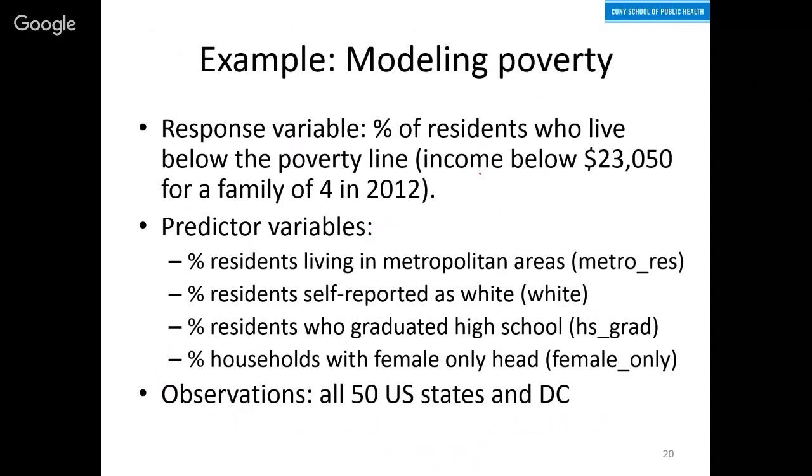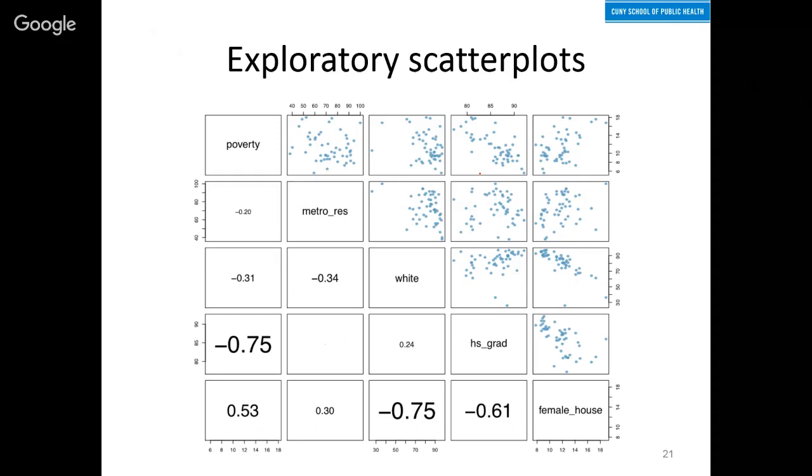A data set provided by the book where the response variable is the percentage of residents in a county living below the poverty line, with 4 different predictor variables. The percent of residents living in metropolitan areas, percent who are self-reported as white, the percent who graduated from high school, and the percentage of households with female only head of household. With observations across all 50 US states and District of Columbia. So here they are. Sorry, it's not county level, it is state level.